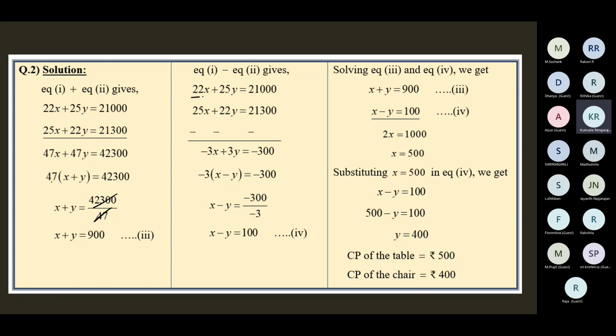So here 22x minus 25x minus 3x, 25y minus 22y plus 3y, 21,000 minus 21,300 minus 300. So you can take out 3 common, or minus 3 common. That is your choice. You might think, why should I take minus 3? I'll take 3 common. Fine, whatever. So this is the other equation: x minus y is equal to 100 is the other equation, the fourth equation.